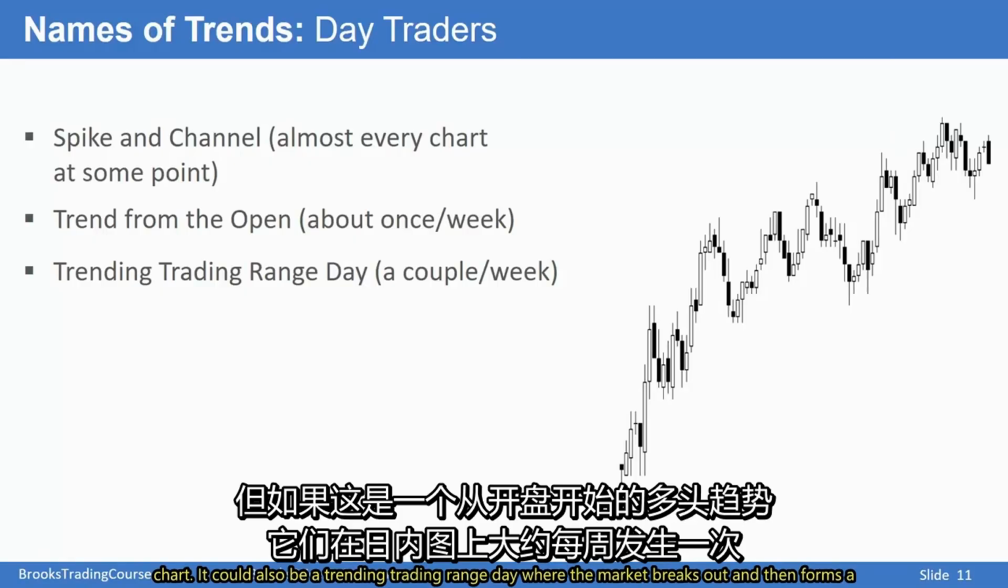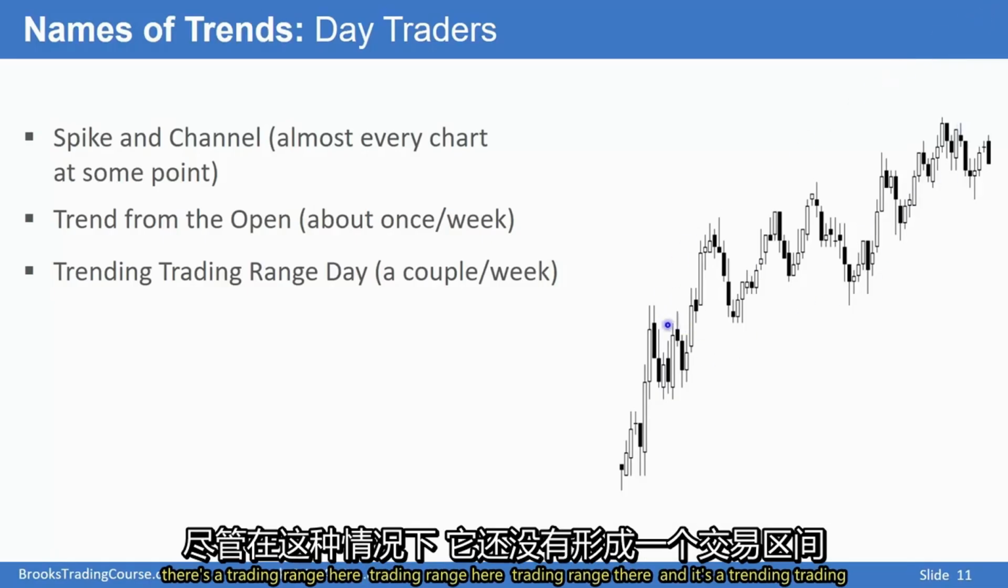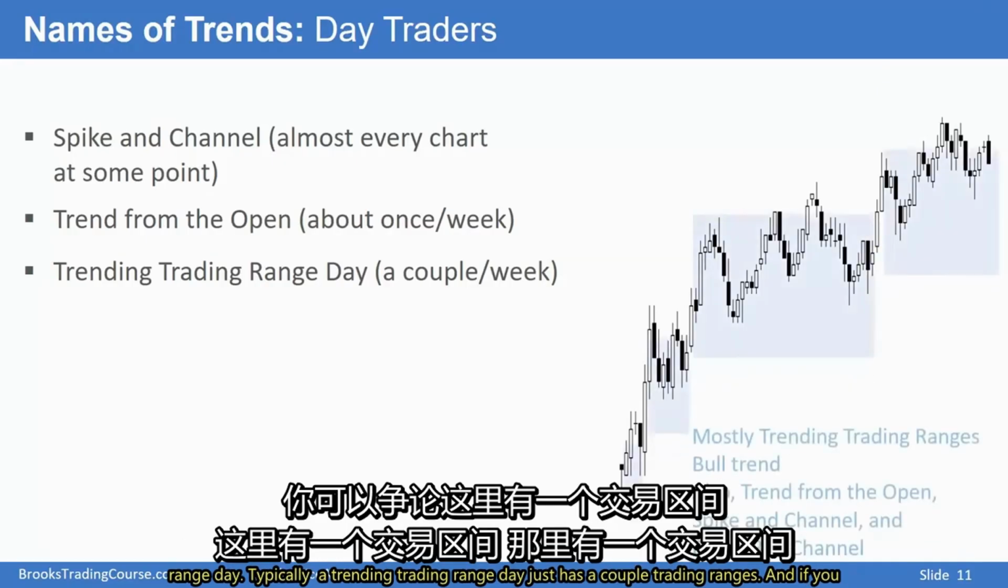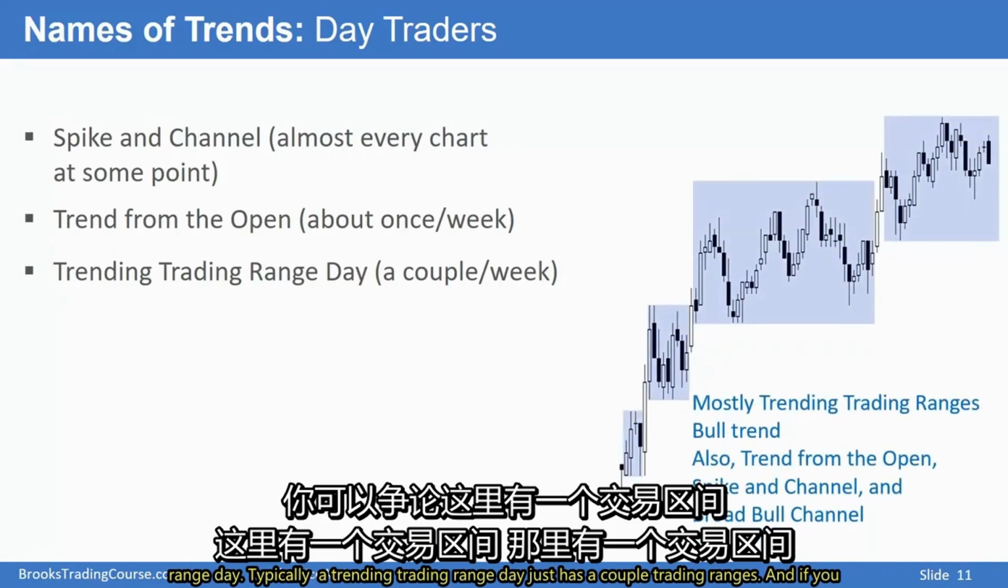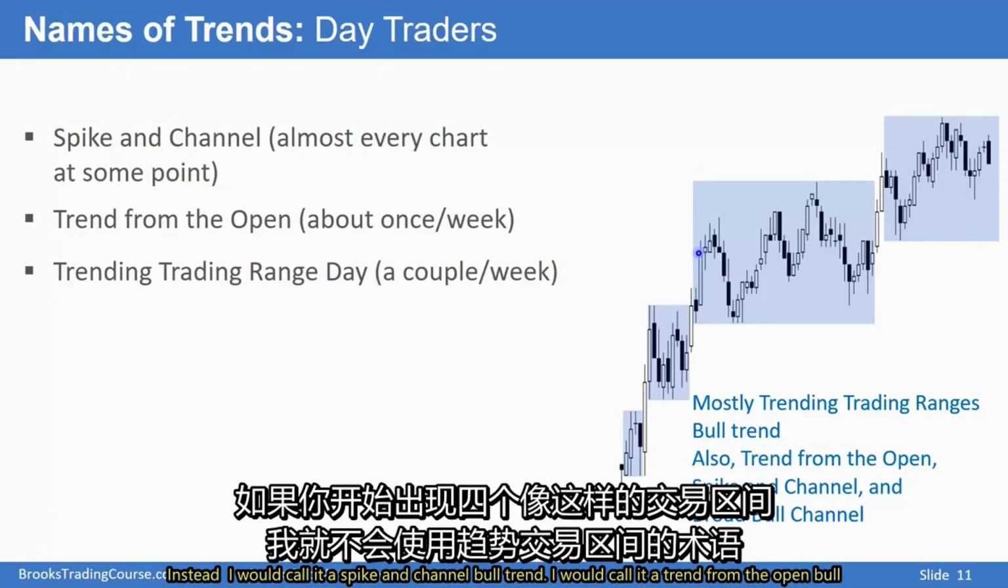It could also be a trending trading range day where the market breaks out and then forms a big trading range, although in this case it has not yet formed a trading range. You can argue there's a trading range here, trading range here, trading range there, and it's a trending trading range day. Typically, a trending trading range day just has a couple trading ranges, and if you start to get 4 trading ranges like this, I don't use that term, trending trading range day. Instead, I would call it a spike and channel bull trend.